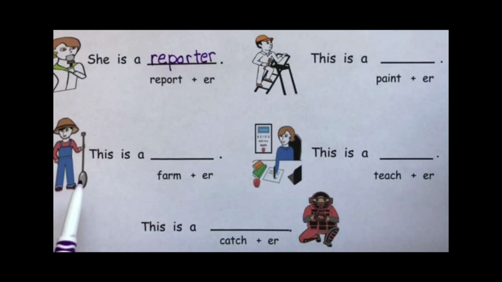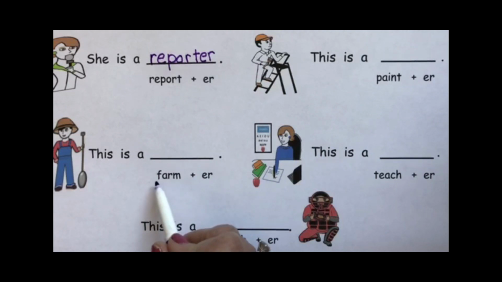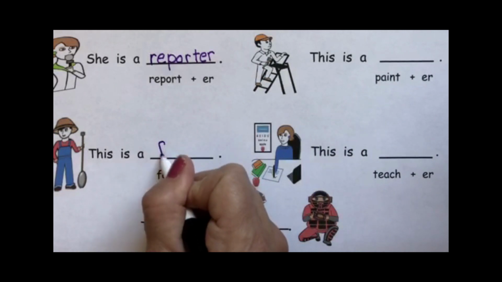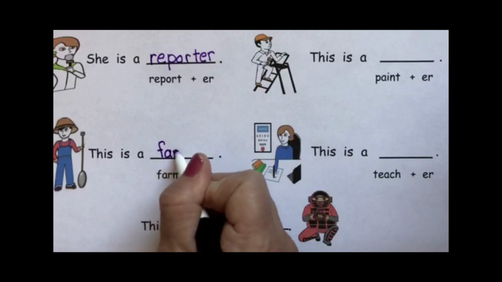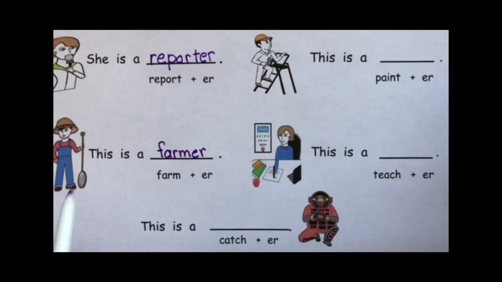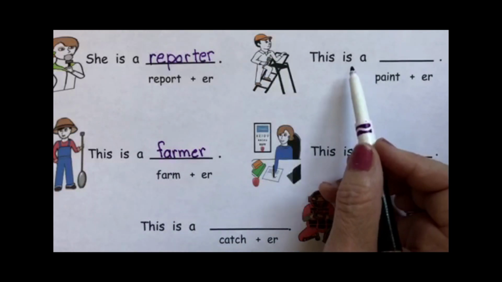Let's go to our next one. This is, and then we have the root word farm, and the suffix er, farmer. We're going to write farmer here. And then we're going to read the sentence. This is a farmer.